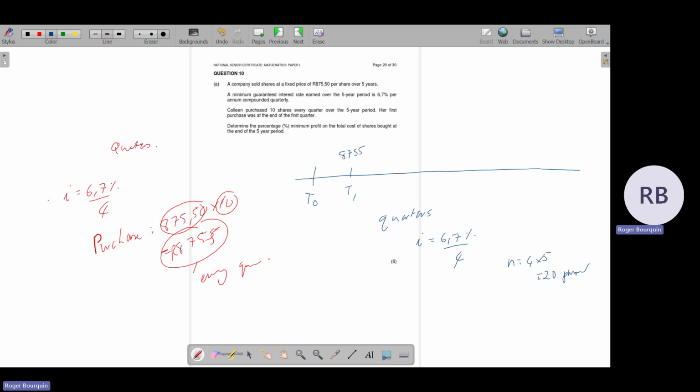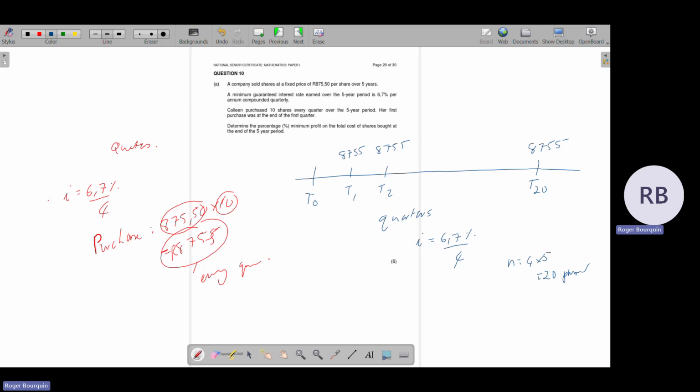N in annuities is the number of payments. So T2 will be 8755. We're not going to do them all, obviously. And at T20, she gets 8755. Are we happy with that timeline? I really think you should do timelines in these questions.